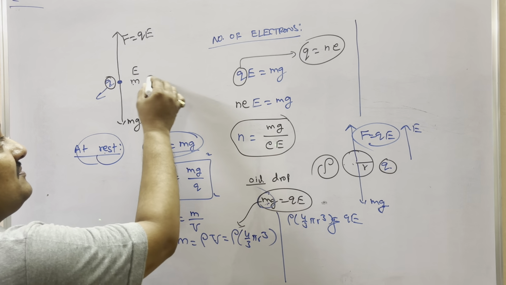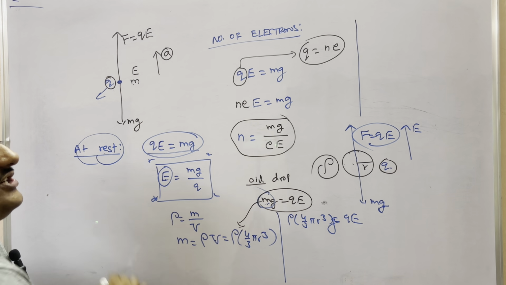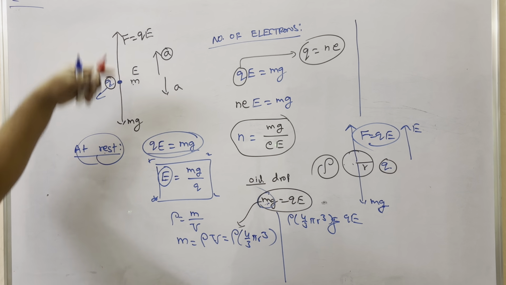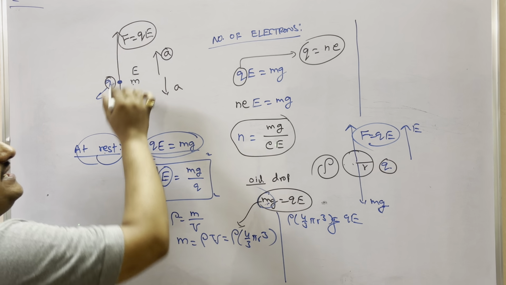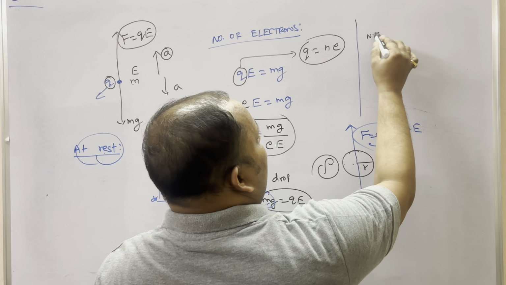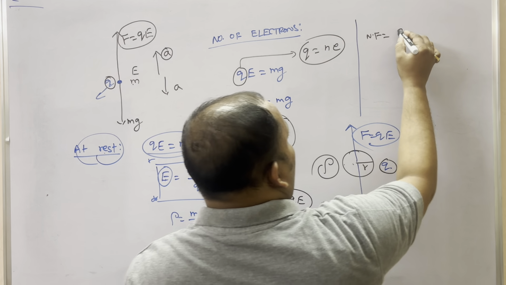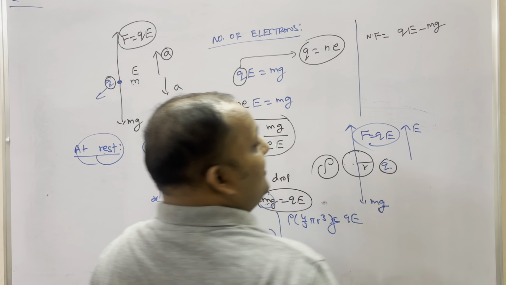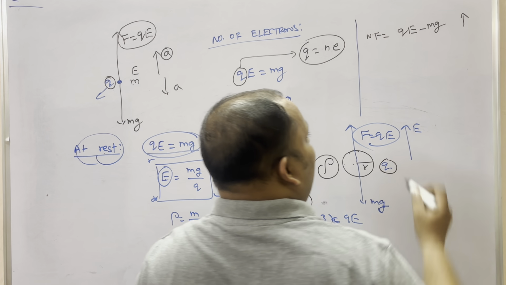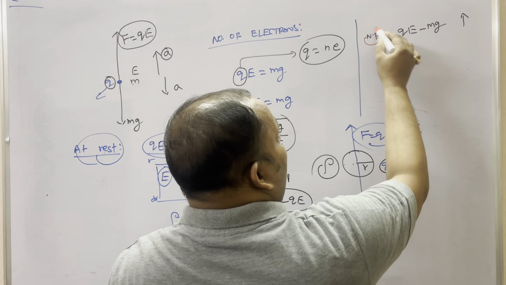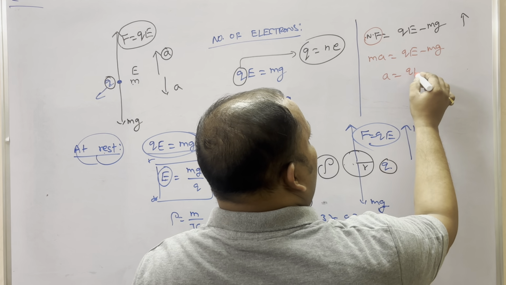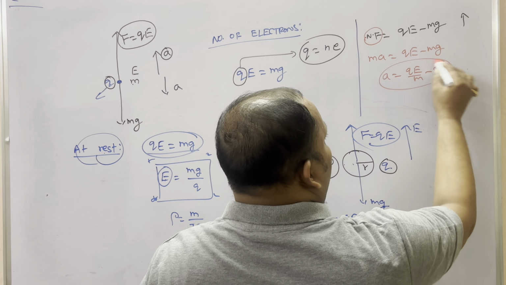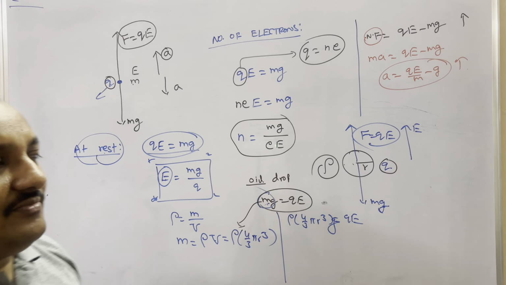Let us assume this charge is moving in the upward direction with acceleration a, or moving in the downward direction with acceleration a. If it is moving in the upward direction, which is higher? The resultant force, QE, is higher. Therefore the net force, if the charge moves upwards, we write QE minus mg. According to Newton's second law, F equal to ma. So QE minus mg equals ma, then a is equal to QE by m minus g. With that acceleration it is moving upwards.